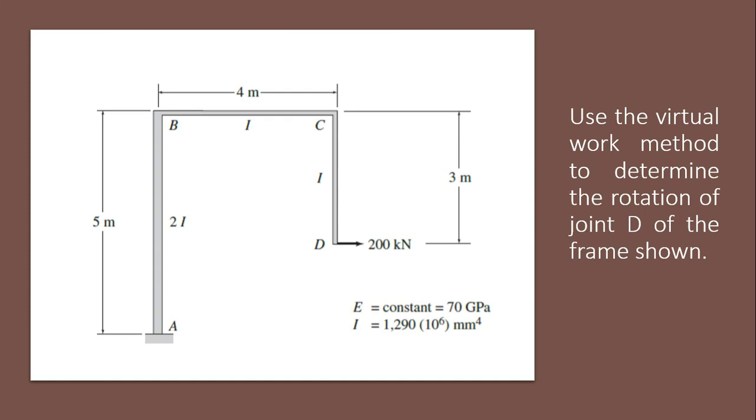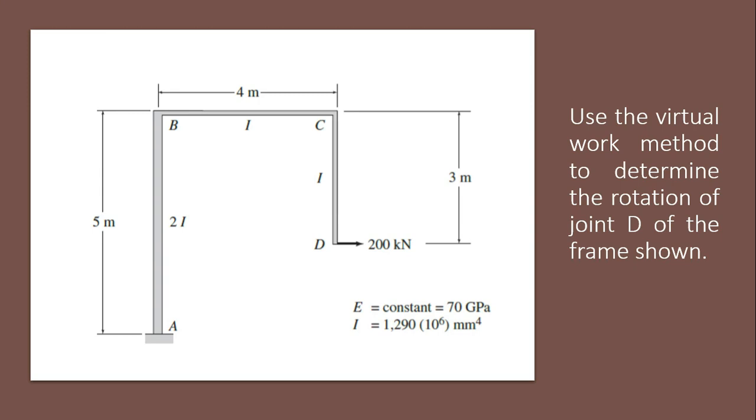Okay. For our first example, use the virtual work method to determine the rotation of joint D of the frame shown. So we have segments AB, BC, and CD, with segment AB has a twice moment of inertia than members BC and CD. E is 70 gigapascals and I is equal to 1290 times 10 to the 6 millimeters to the fourth power.